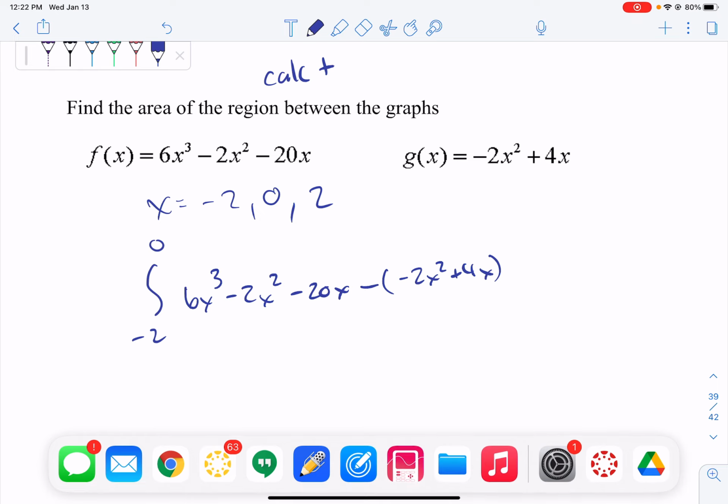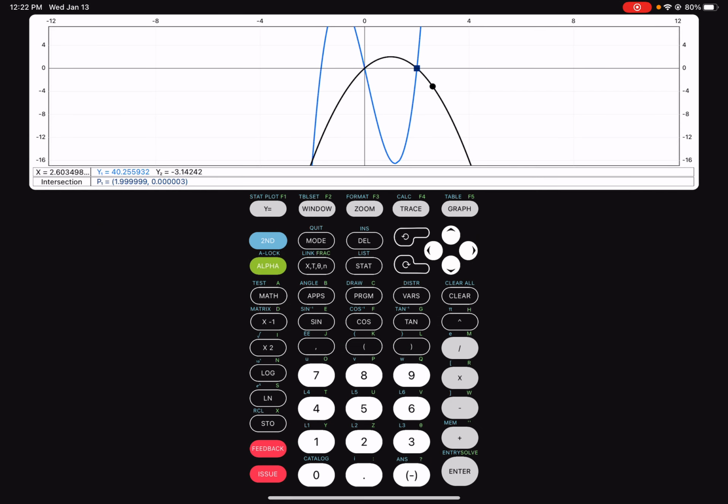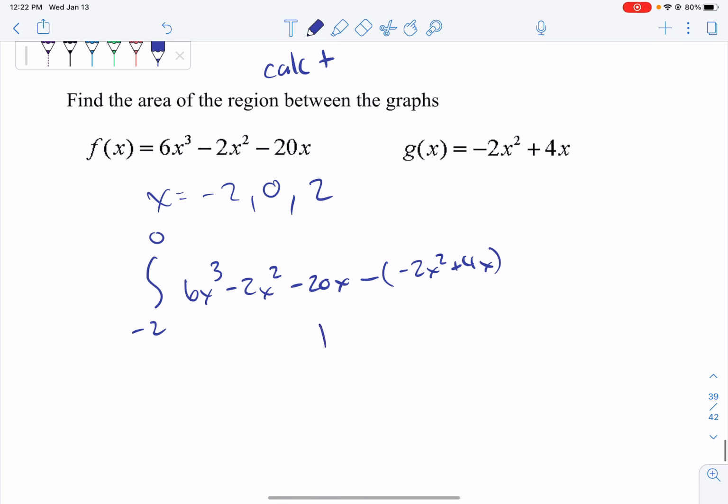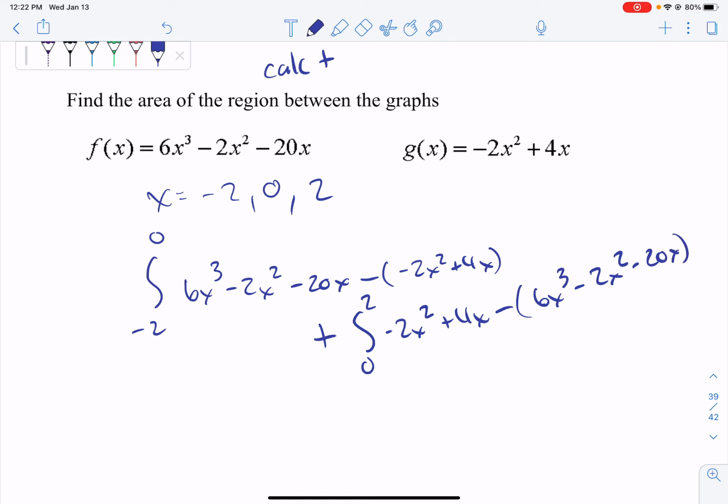But that's only half of the area between the curves. Well, not exactly half. That's only part of the area between the curves. That's the stuff on the left. I also need to add the stuff on the right. So to that integral, and I should have written this a little bit smaller, I'm going to add the integral from 0 to 2, but I'm going to switch my graphs. I'm going to put the -2x squared plus 4x on top. That's my top curve. And then I'm going to minus the 6x cubed minus 2x squared minus 20x. And then, of course, don't forget our dx's there.